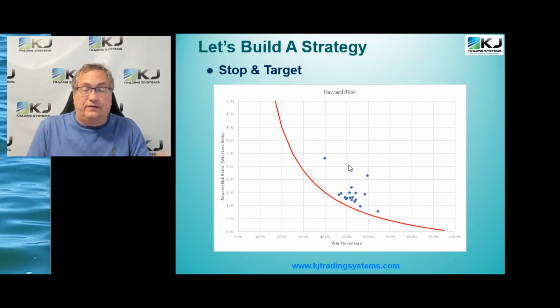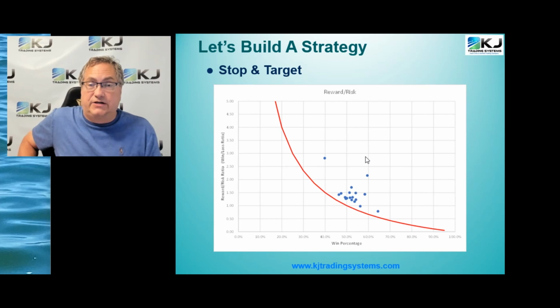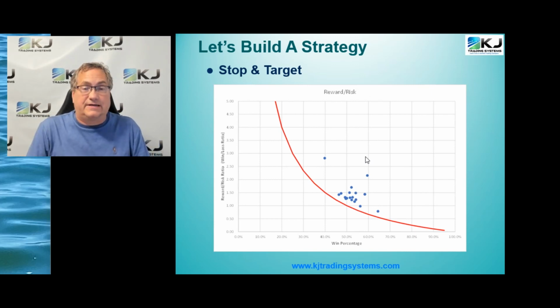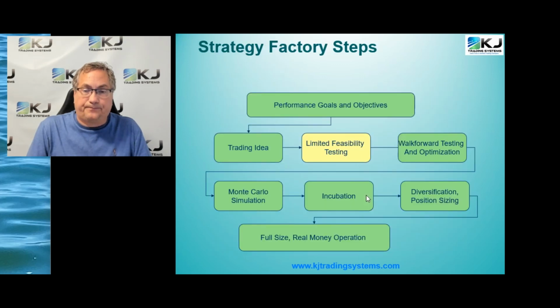So you can use this curve to help you figure out what reward to risk should be and what kind of winning percentage you want to aim for. So in the example I just gave of this crude oil strategy, I had a $4,500 reward and a $3,000 stop loss. That would be 1.5. So I'd be somewhere along here. So I need at least a 40% winning percentage or higher to be profitable.